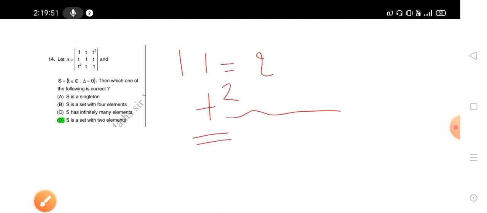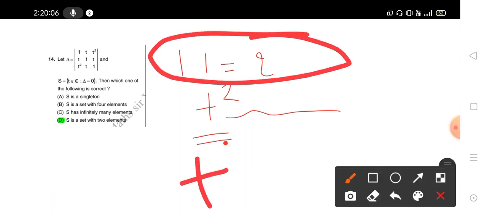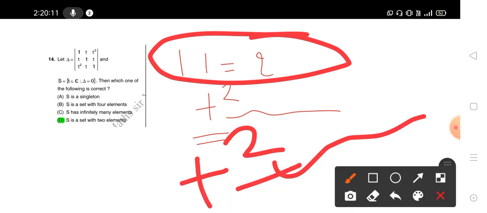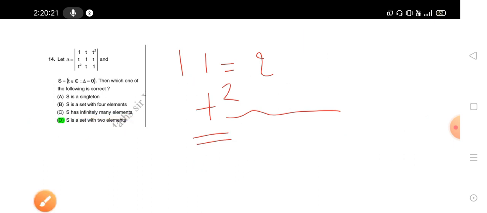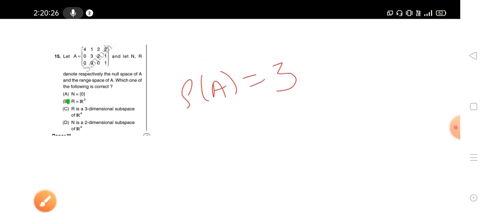Next question. Given A as 1, t square, and S is equal to the set of t belonging to C such that it holds, then which of the following is correct. Find the determinant, and finally we get t square. Such a type of equation has two roots. That means S is a set with two elements. Answer D is correct.